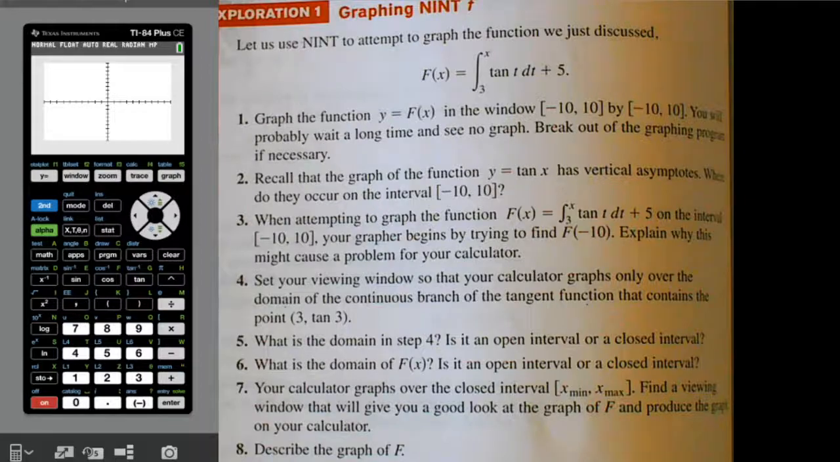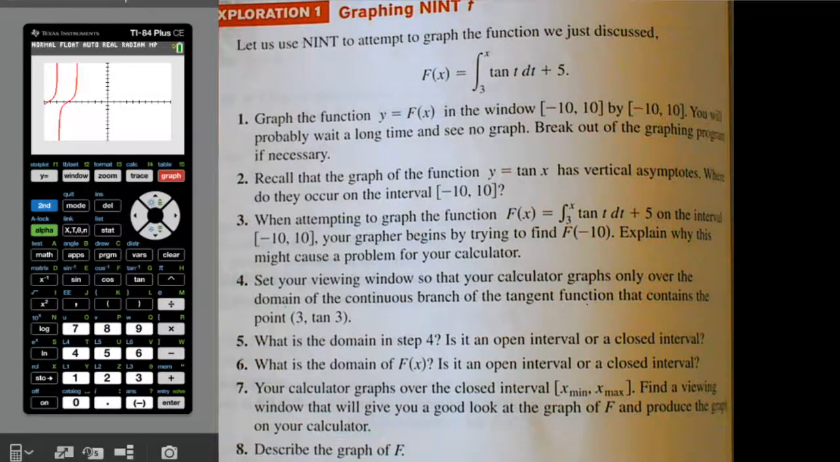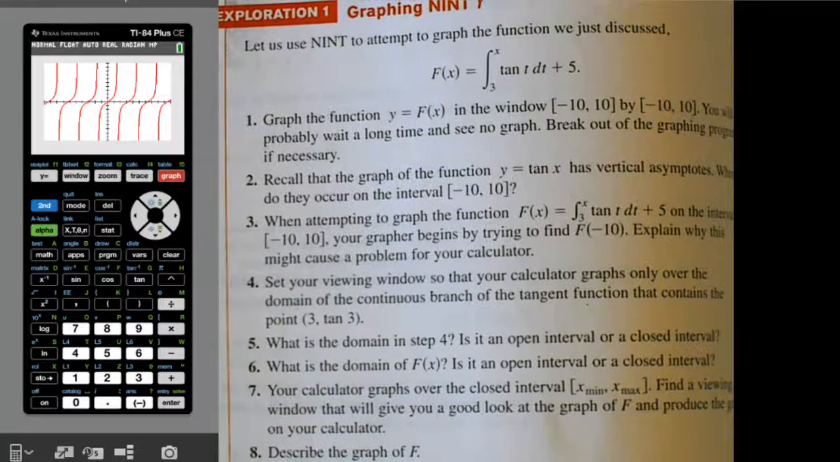We should recall that the function tangent of x has vertical asymptotes. Yeah, it does. I mean, if we forget that, let's turn this off and just look at tangent of x. All of our vertical asymptotes occur when cosine is equal to 0, and that's at pi over 2, 3 pi over 2, 5 pi over 2. It's all the odd multiples of pi over 2.